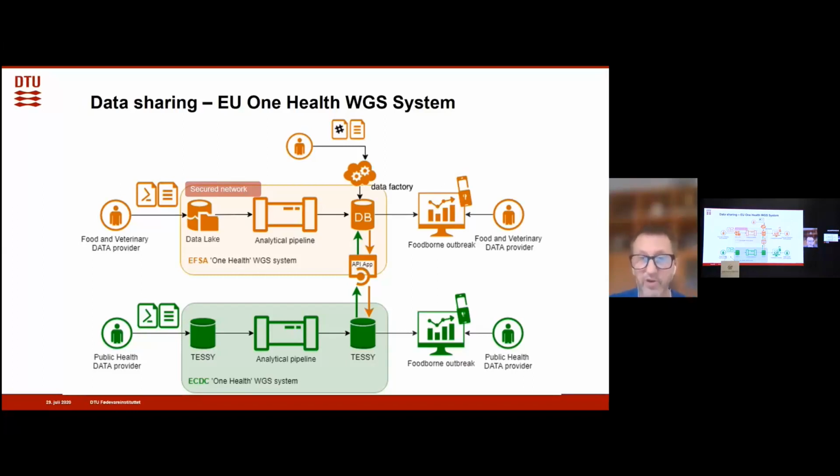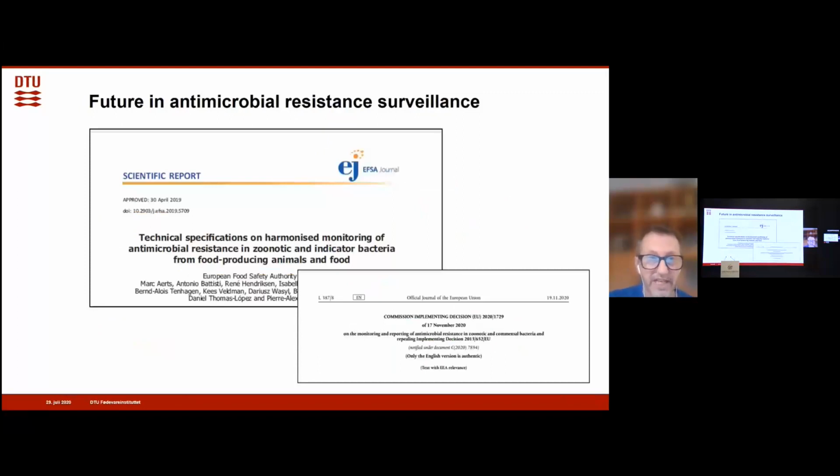And then the data provider would also be able to look into the repositories for foodborne outbreaks. So this is in the midst of being built. So basically, this is the vision, and it would go into force this year. So again, the future in the EU is definitely moving in a genomic way.